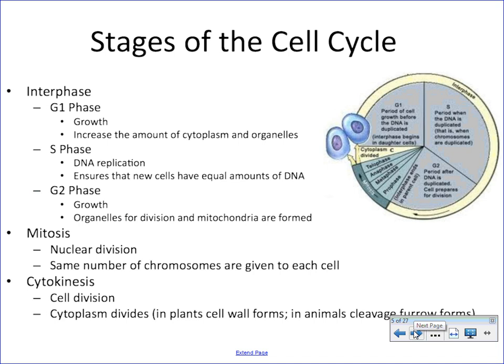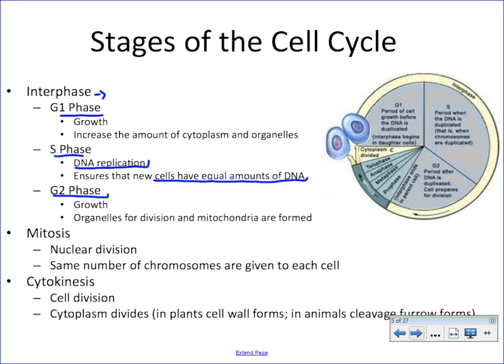In the cell cycle, there are three major phases. There is interphase, which can be divided into three smaller phases: the G1 phase, S phase, and G2 phase. In the G1 phase, this is where the cell grows. It increases the amount of cytoplasm and organelles. Once it reaches a certain size, then DNA replication will occur. This is where an exact copy of the DNA is made, and it ensures that new cells have equal amounts of the DNA.